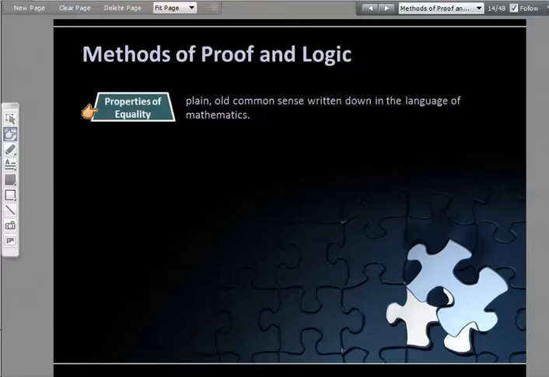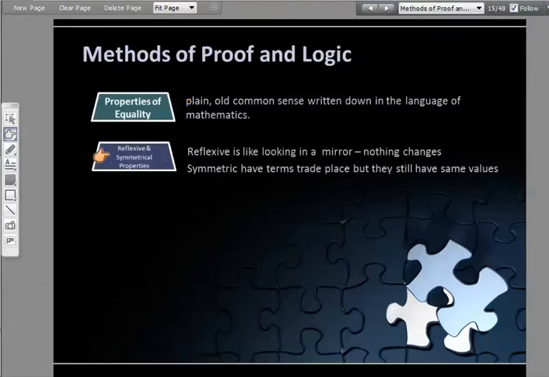Properties of equality. Plain old common sense written down in the language of mathematics. Reflexive and symmetric properties. Reflexive is like looking in a mirror, nothing changes. And symmetric has terms trade places, but they still have the same values. For instance, A plus B equals B plus A. See how A and B switch places, but they're still going to have the same values. If you had A plus B equals A plus B, then that would be reflexive.